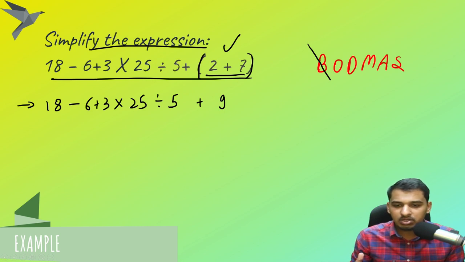You have done all the brackets. Are there any orders or indices here? Are there any cube root, square root or something like that? So the answer is no. There are no orders here. So you can again cut O.